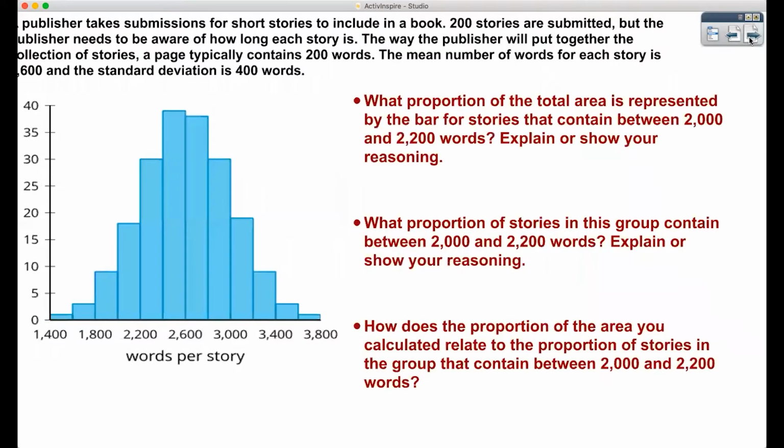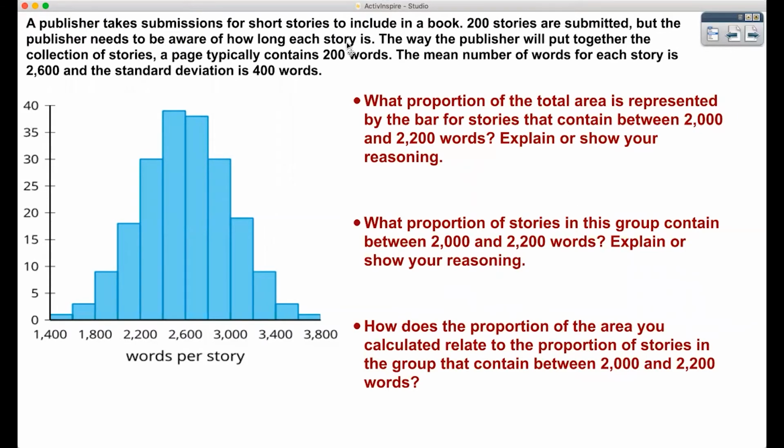So here we go. These are our first set of questions. What proportion of the total area is represented by the bar for stories that contain between 2,000 and 2,200 words? The second question is asking, what proportion of stories in this group contain between 2,000 and 2,200 words? And then finally, how does the proportion of the area you calculated relate to the proportion of stories in the group that contain between 2,000 and 2,200 words? So go ahead and pause the video and take as long as you need to see if you can answer these questions. Once you think you have the answers, unpause the video and we will review.